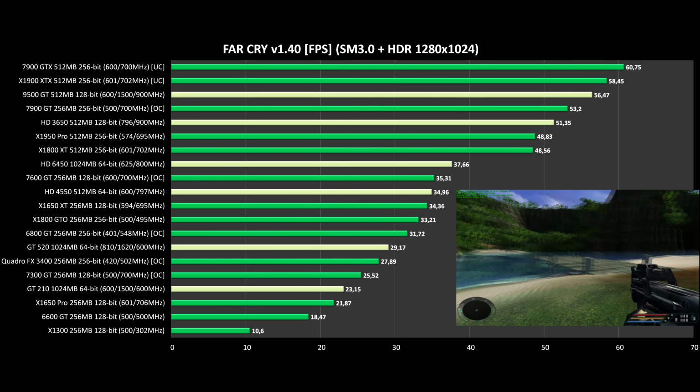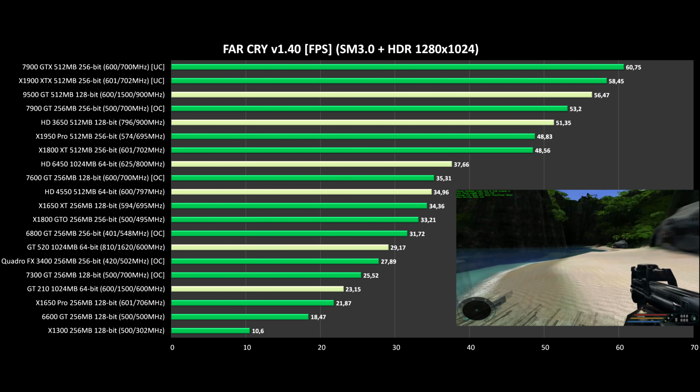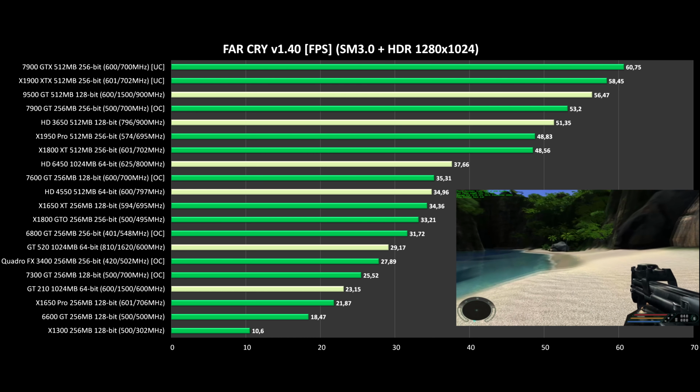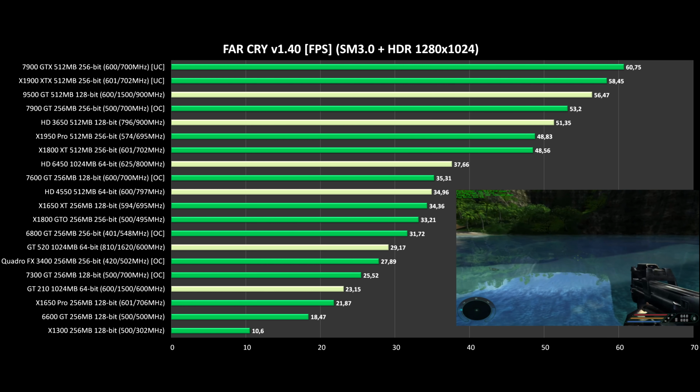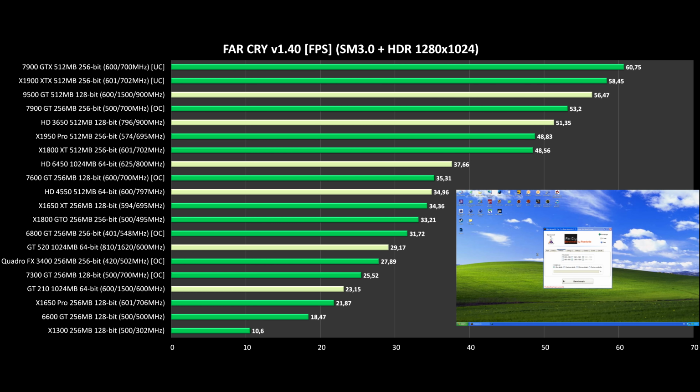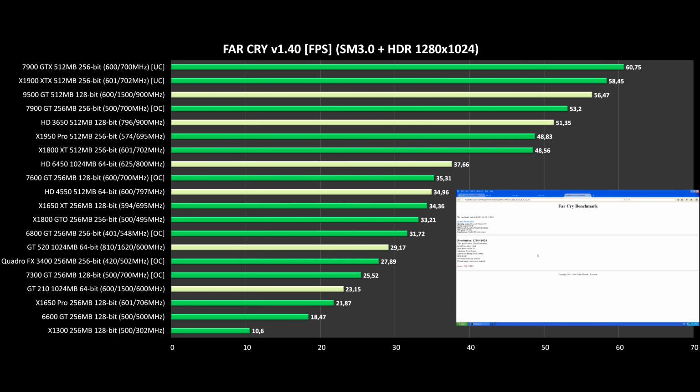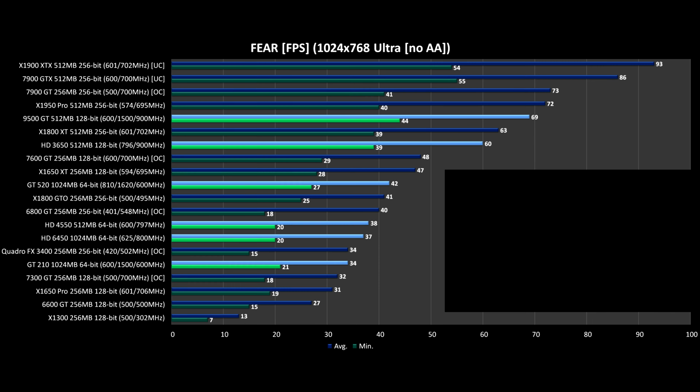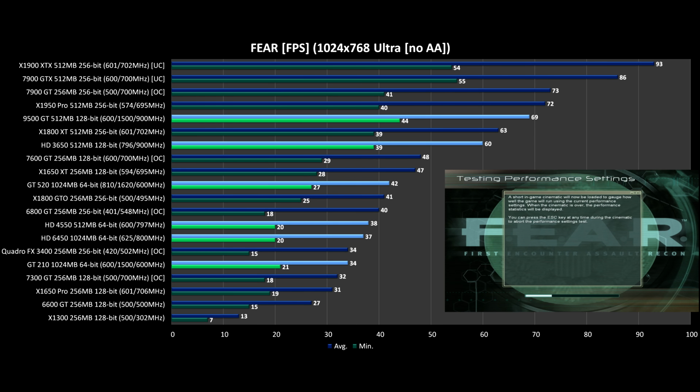Top performing cards are a big jump away from HD 6450 score though, with 9500 GT reaching 56 FPS average, a midpoint between X1900 XTX and 7900 GT, making it 10% faster than HD 3650, which itself is 5% faster than X1950 Pro. Next game, F.E.A.R.